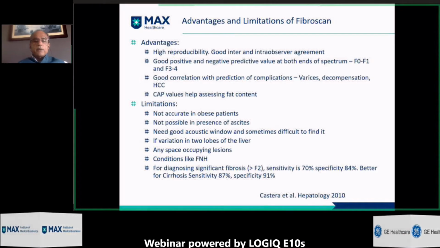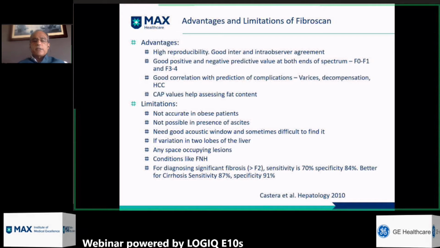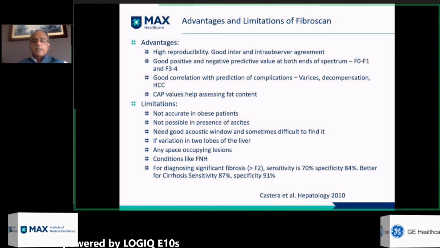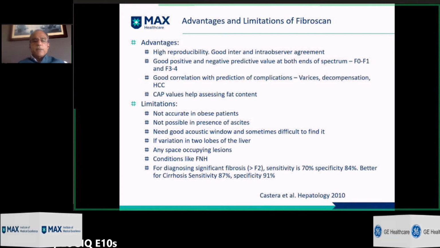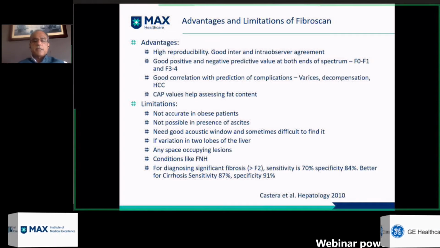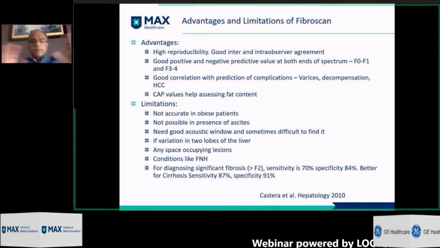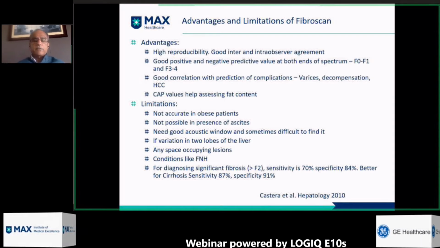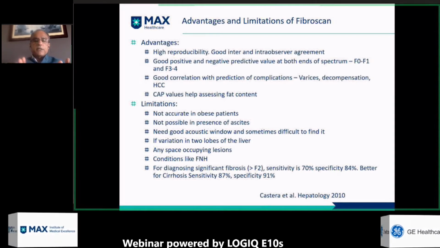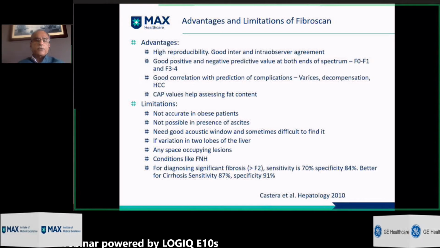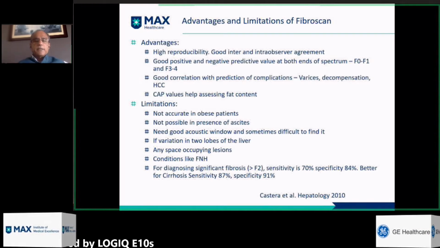For diagnosing significant fibrosis, sensitivity is 70%, specificity is 84%. It is definitely better for cirrhosis, where sensitivity is 87%, specificity is 91%. So at both ends of the spectrum, the sensitivity and specificity is very good. In the middle of the spectrum, the sensitivity drops down a little bit. So those are the limitations. Next slide.